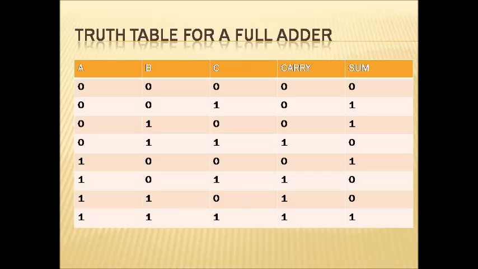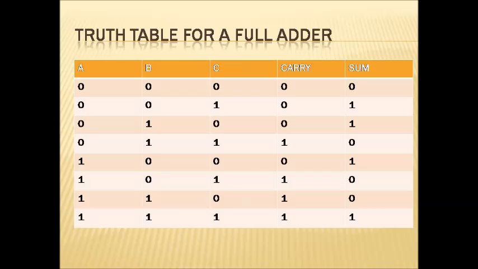Our next values are A is equal to 0, B is equal to 1 and C is equal to 1. When we perform 0 plus 1 plus 1, 0 plus 1 is equal to 1, 1 plus 1 is equal to 10. So when it is 10, we have to put the 0 in the sum and 1 in the carry. Then the next one is A is equal to 1, B is equal to 0 and C is equal to 0. We will be getting carry as 0, sum is equal to 1.